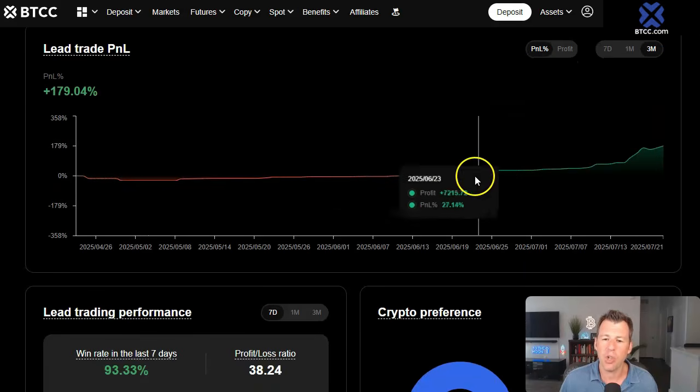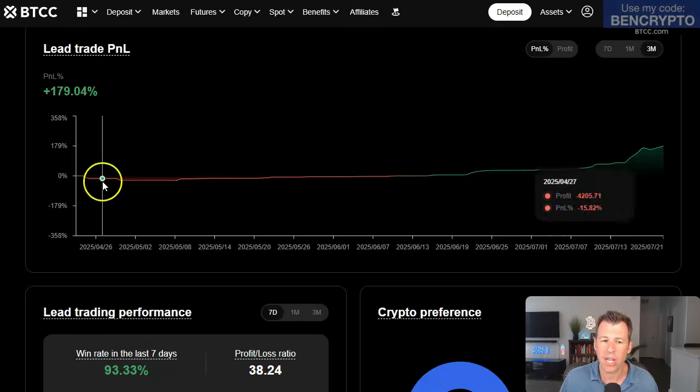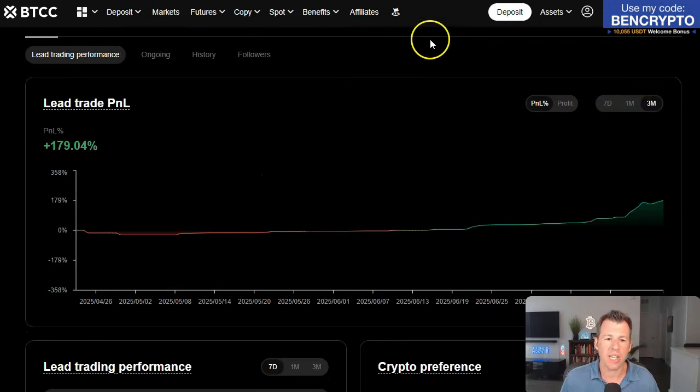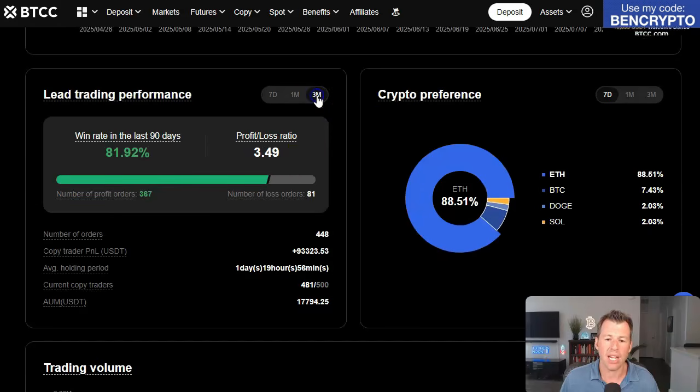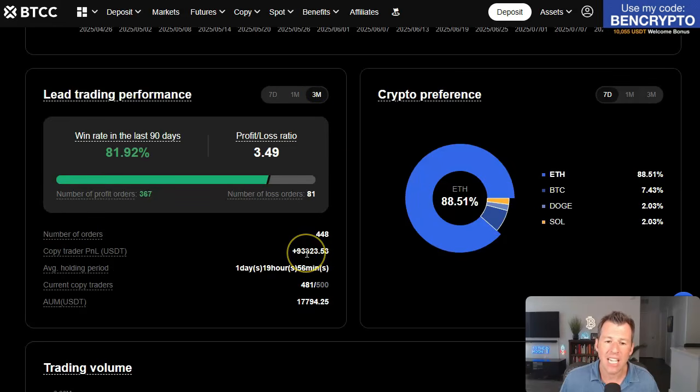So it looks like the first 2 months or so, he was flat. And then the last month, particularly in the last week, he has really found his stride. He's hot right now, apparently. Then we're going to look down here. His portfolio is in the green on the month, 179%. And then the last 3 months, the copy traders' P&L, they have made $93,000 copy trading him. That is what you like to see.